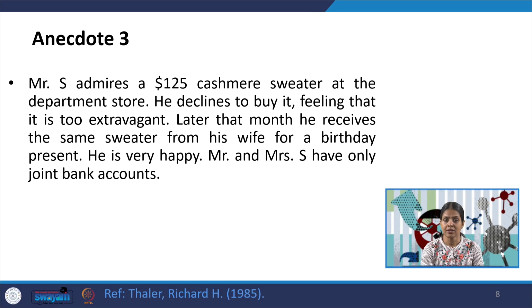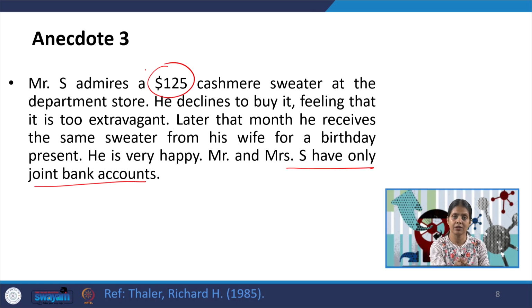Anecdote 3. Mr. S admires a $125 cashmere sweater at the department store. He declines to buy it, feeling that it is too extravagant. It is very expensive. Later that month, he receives the same sweater from his wife for a birthday present. He is very happy. Mr. and Mrs. S have only joint bank accounts. So, what it implies is that the money he refused to spend was actually spent by his wife, and it is drawn from the same account. So, financial implications are the same in both cases, whether he buys it or his wife buys it.